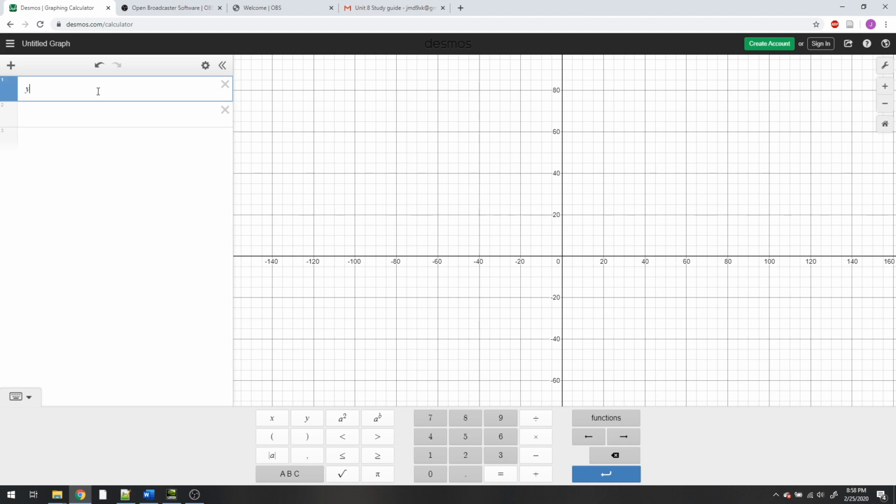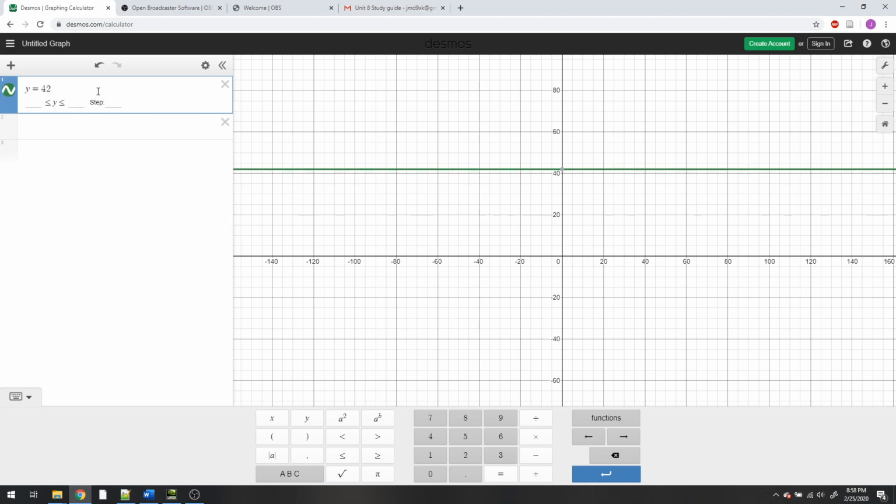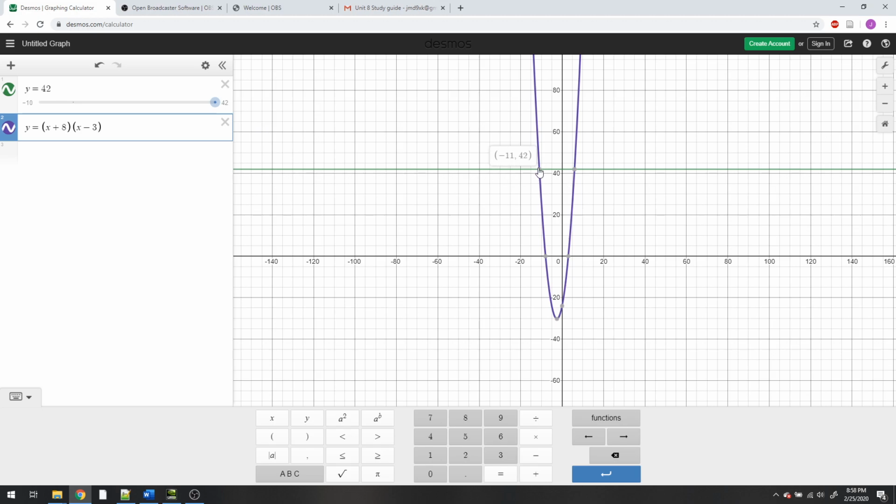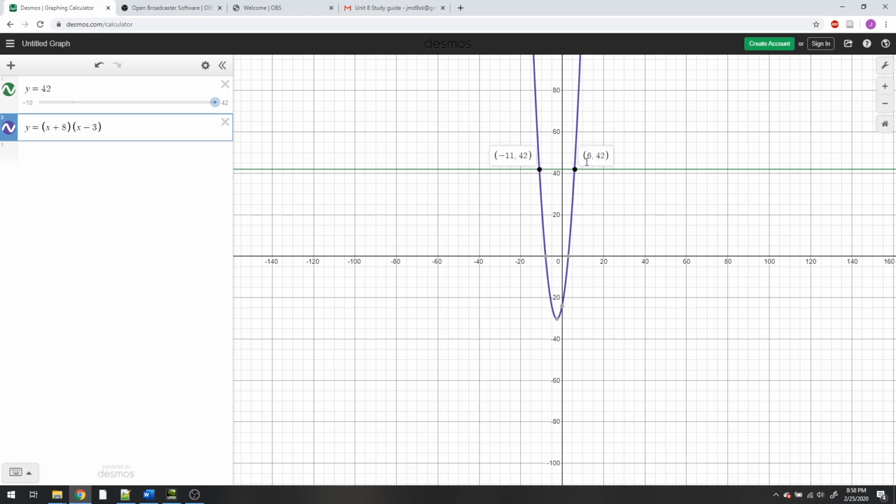So what we're going to do is we're going to say y equals 42. That was the area of the rectangle. And we're also going to say y is equal to those two factors that we had before, x plus 8 and x minus 3. And you'll notice that the purple one, the one that has a factored form equation, makes a parabola. That's not a surprise. We know quadratics do that. And the green one, the y equals 42, made a horizontal line. That also shouldn't be a surprise. We studied that a long time ago. Horizontal lines have that format, y equals some number.